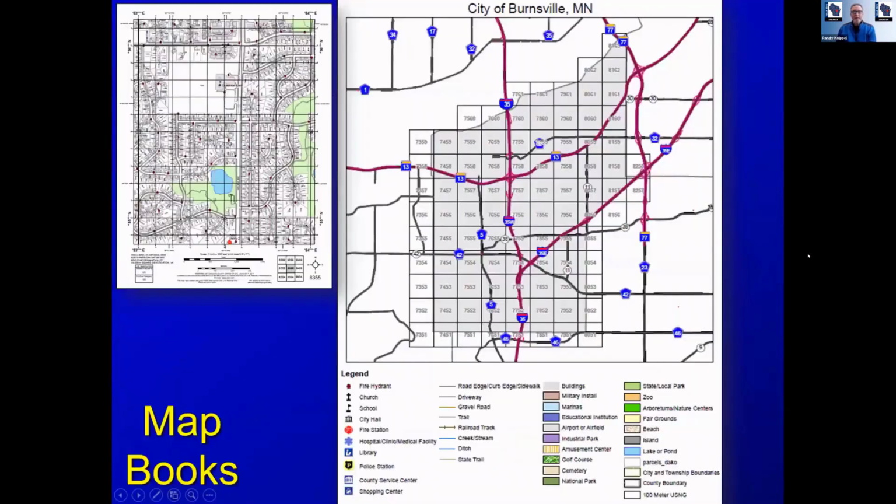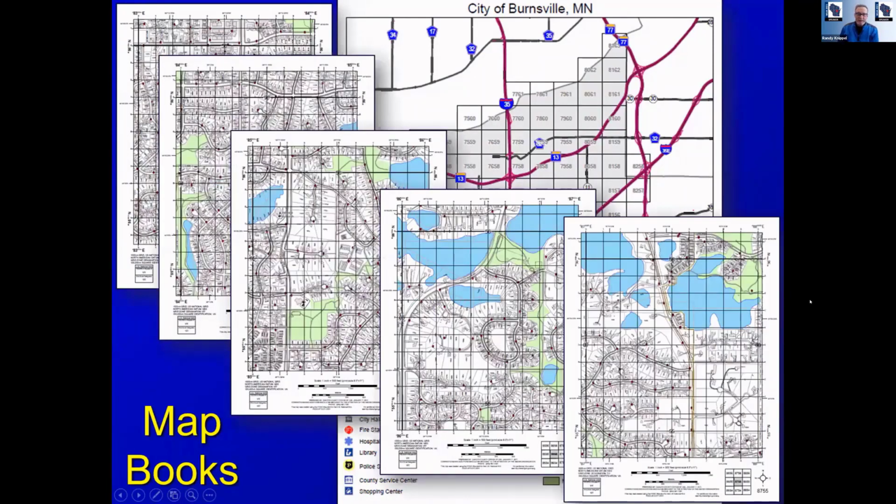And then creating the map books, and I talked about this as well. Creating maps that are consistent across jurisdiction. We end up with a map library. These are all created as PDF files. And so this is all about creating those PDF files.